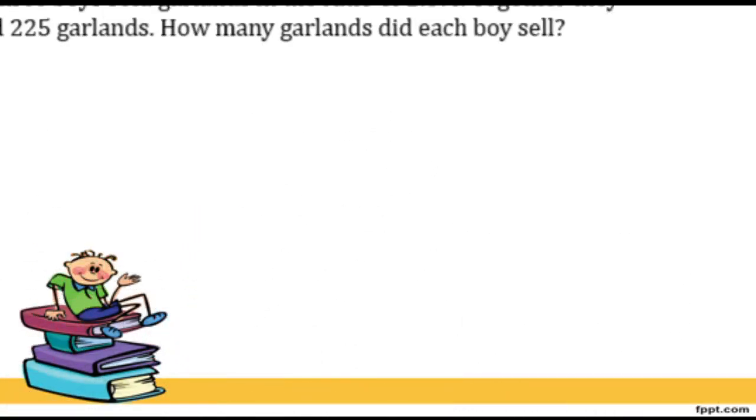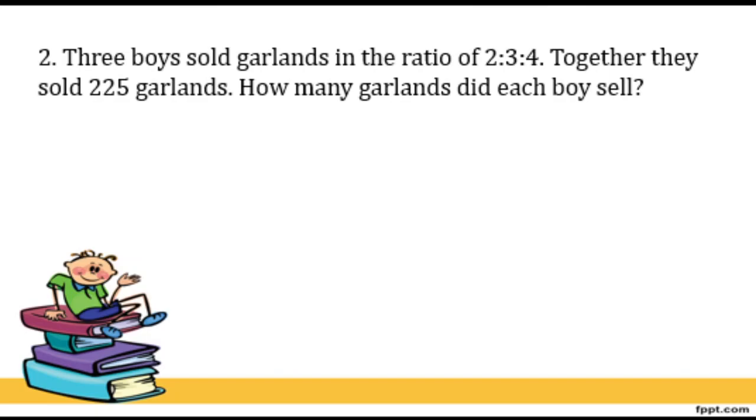Okay, next. 3 boys sold garlands in the ratio of 2:3:4. Together, they sold 225 garlands. How many garlands did each boy sell? So, the ratio is 2:3:4. Together, they sold 225. Okay, so let me write 2:3:4 over the sum of 2:3:4, which is equal to 9.